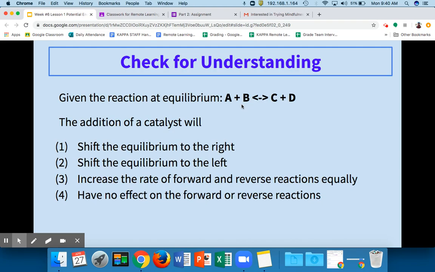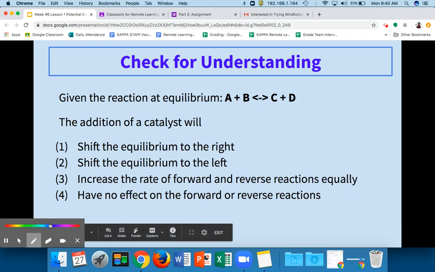All right, a check for understanding. Given the reaction at equilibrium, A plus B equals C plus D, the addition of a catalyst will 1. Shift the equilibrium to the right, 2. Shift the equilibrium to the left, 3. Increase the rate of forward and reverse reaction equally, or 4. Have no effect on the forward or reverse reactions.